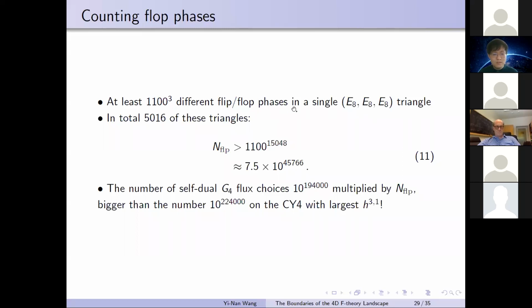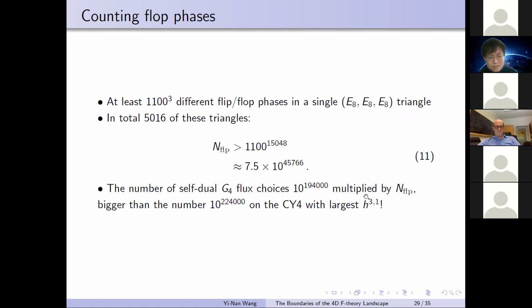and flop phases already. And then because in total we have 5,000 of these triangles, and all of them are mutually independent, and there's no further symmetry, then the total number of flip and flop phases for this space is this enormous number here. It's also an amusing fact that if we multiply this huge number by the total number of self-dual G4 flux choices, then this number will be bigger than that number on the Calabi-Yau fourfold with the largest h31. So this is somehow just a bigger number.